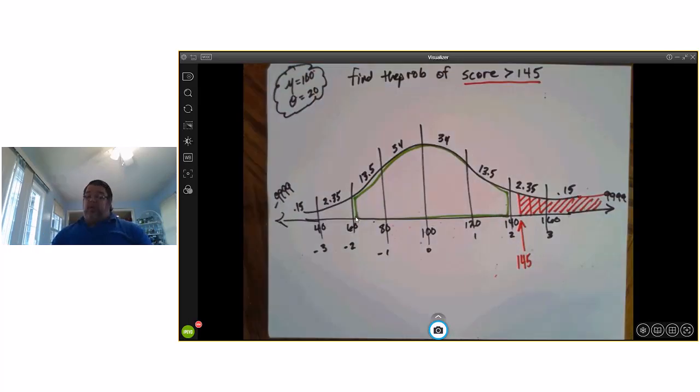But as Miss Adams said, she doesn't have a new calculator. So what she's going to have to do is use the z-score, convert this.